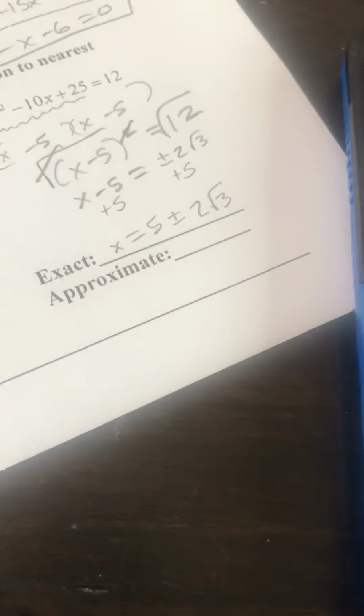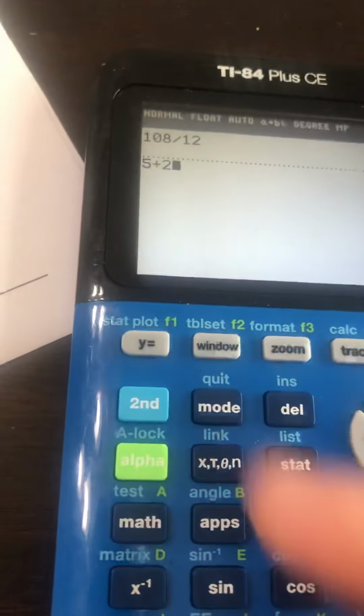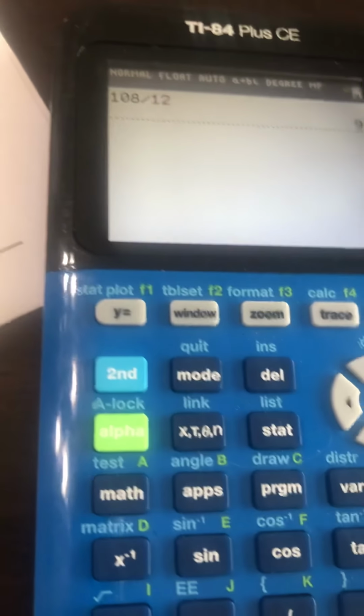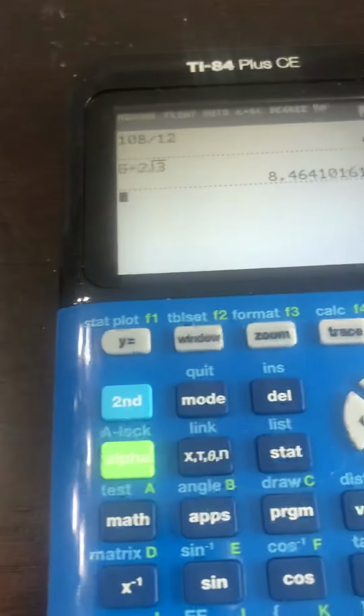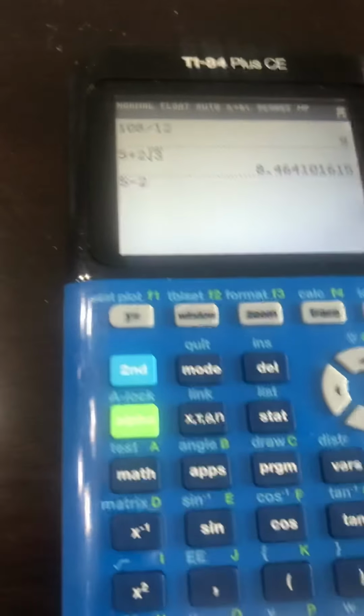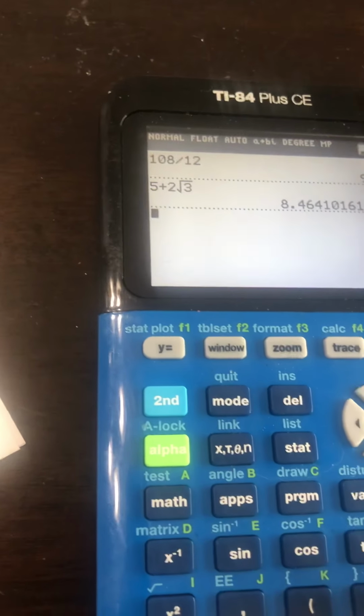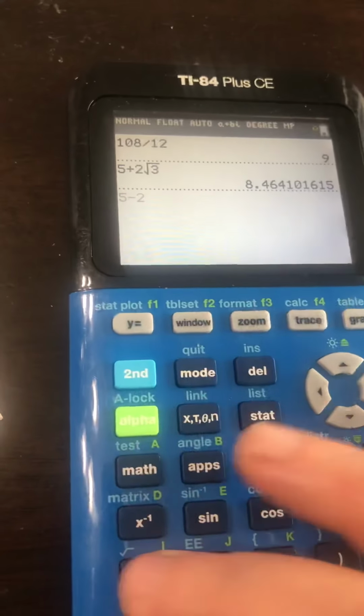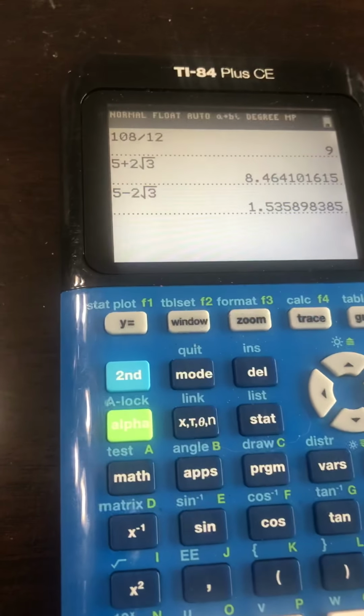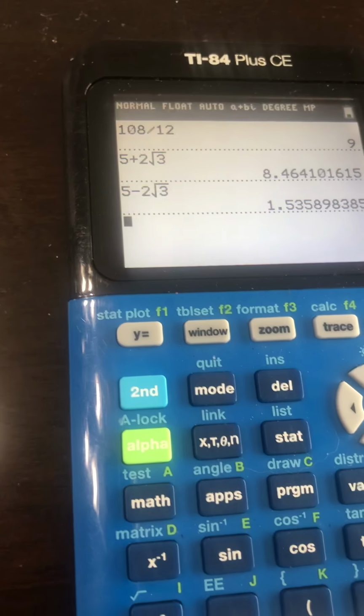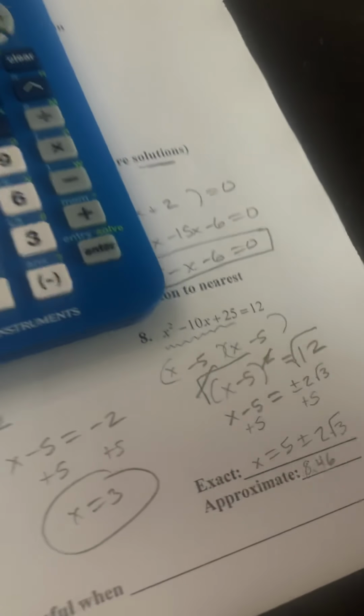I can't go any further with that because they're not like terms. The approximate answer is where you say 5 plus 2 square root of 3, and so we'll say 8.46. Then 5 minus 2 square root of 3, and we have 1.54. So those are my two approximate answers.